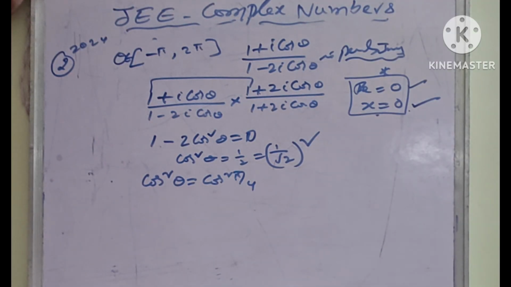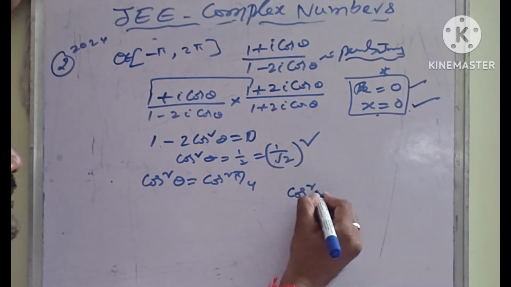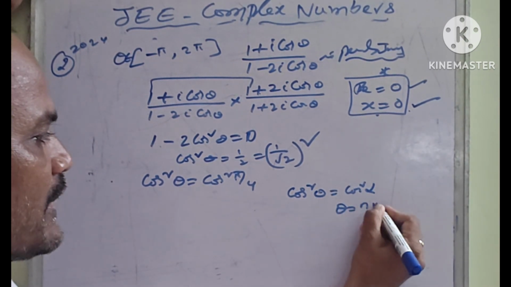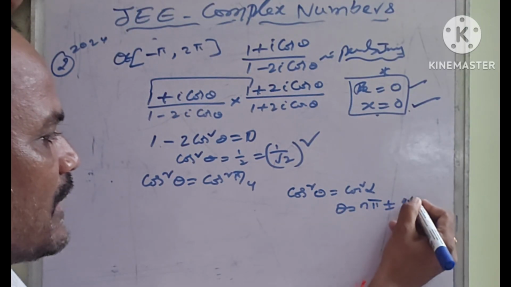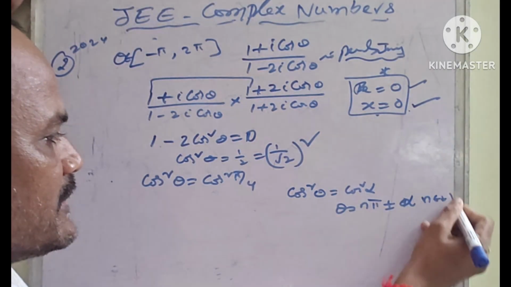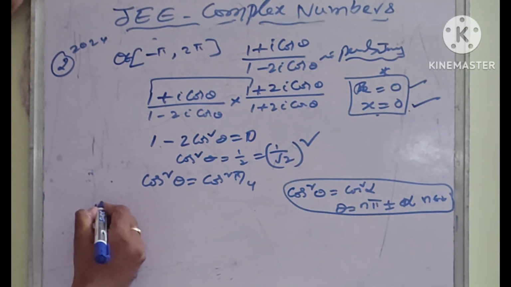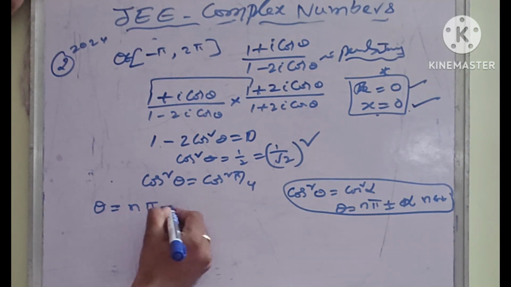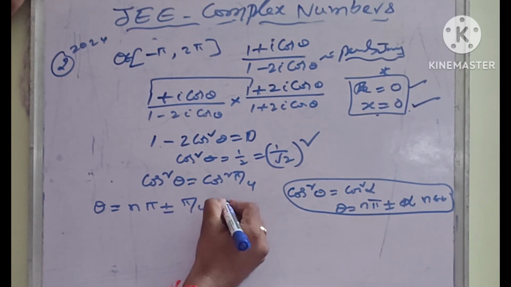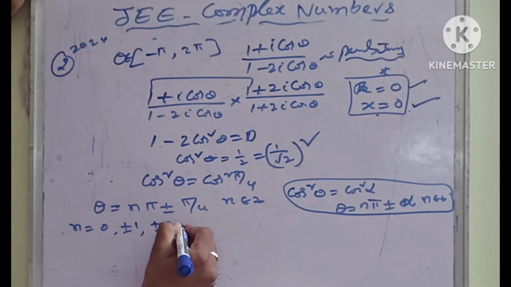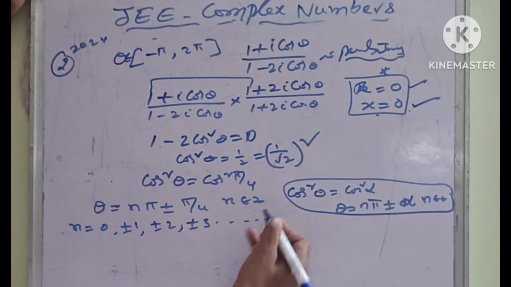We know the trigonometric equations formula. If cos square theta is equal to cos square alpha, then theta is equal to n pi plus or minus alpha, n belongs to integers. So this is the trigonometric equations formula. Apply this one. Then theta is equal to n pi plus or minus pi by 4, n is integers. So n is equal to 0, plus or minus 1, plus or minus 2, plus or minus 3. So these are the integers we substitute.